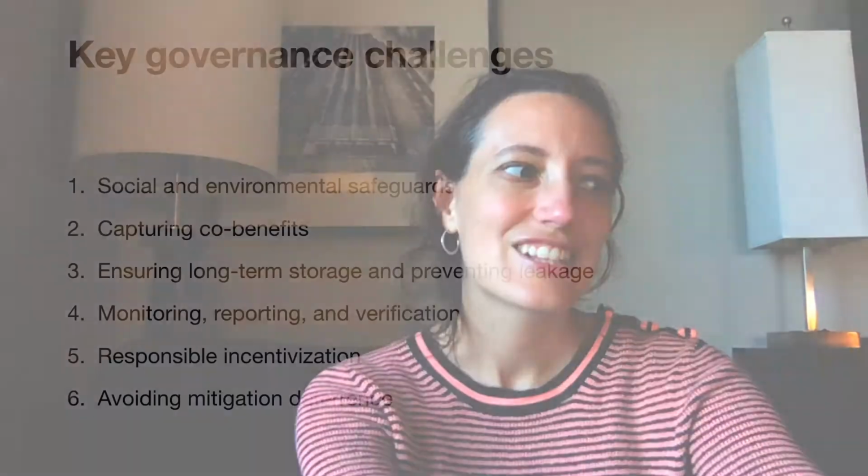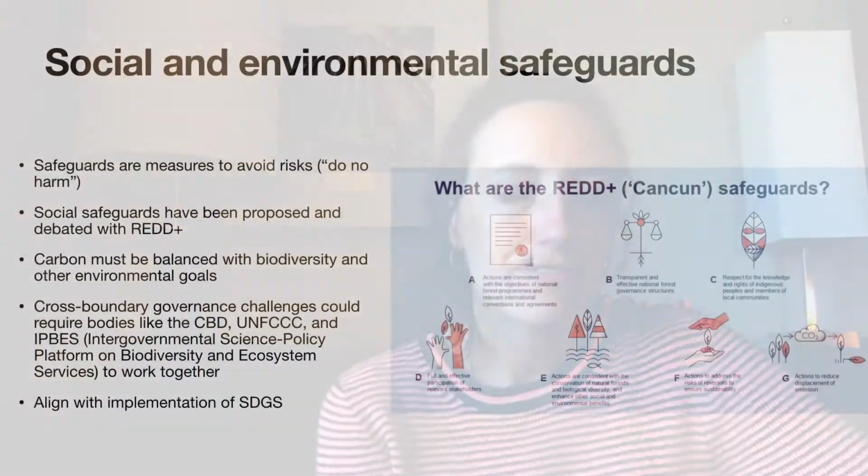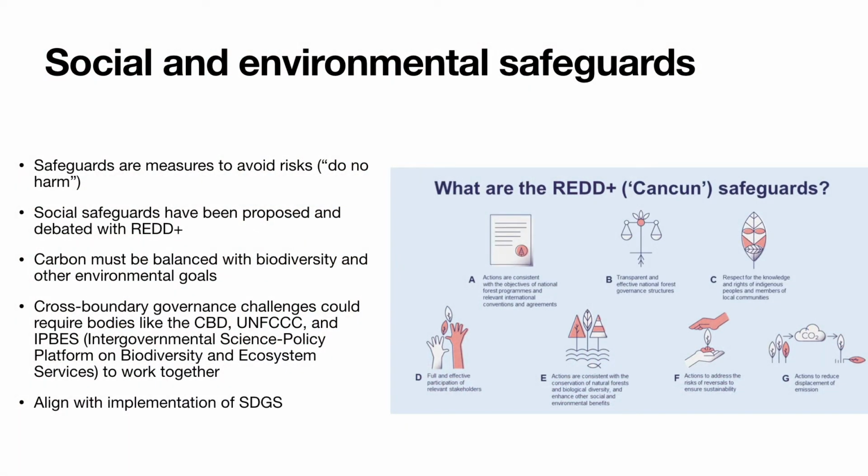And so there's 6 big ones: social and environmental safeguards, capturing co-benefits, ensuring long-term storage and preventing leakage, monitoring, reporting, and verification, responsible incentivization, and avoiding mitigation deterrence. So possibly quite a bit of jargon in these words, but we're going to talk about what all of those things mean. Starting with social and environmental safeguards.